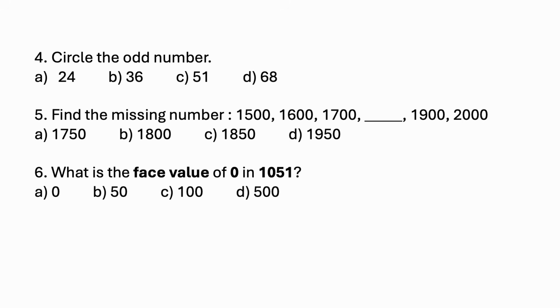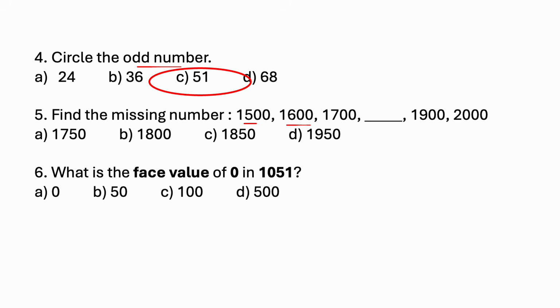Circle the odd number. Options are 24, 36, 51, 68. A number is odd if it ends in 1, 3, 5, 7 or 9. So here odd number is 51. It ends in 1.